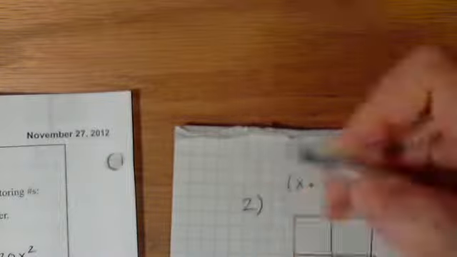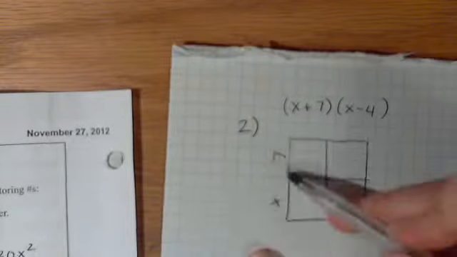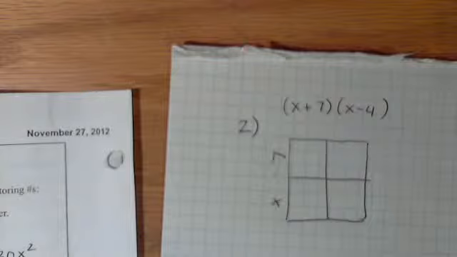So we need a 2 by 2 square, and along the side I'll put my first binomial. It doesn't really matter, x and 7. Since it's positive plus 7, I don't need to write a minus sign in front of that 7. And then along the top I'll write my x and a minus 4. See how I do that? Because it's subtract 4, I need to make that a negative 4.